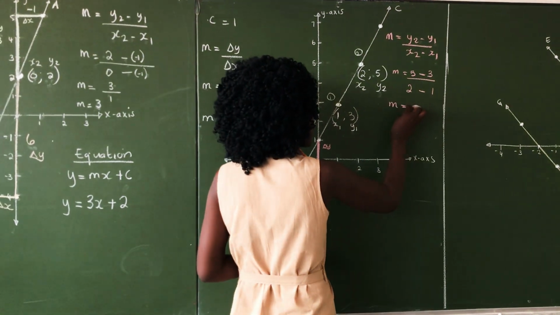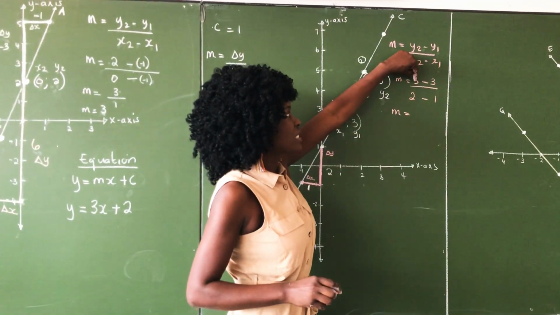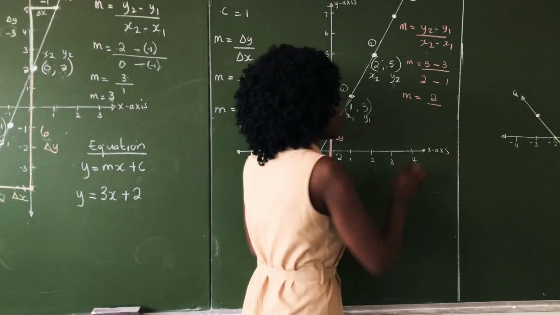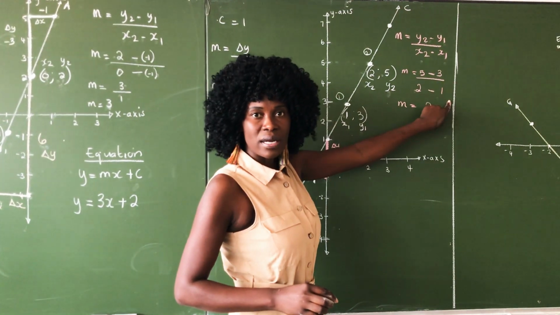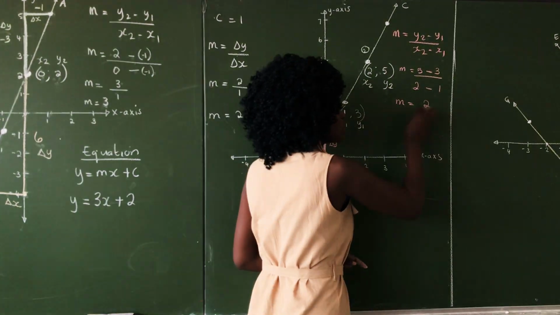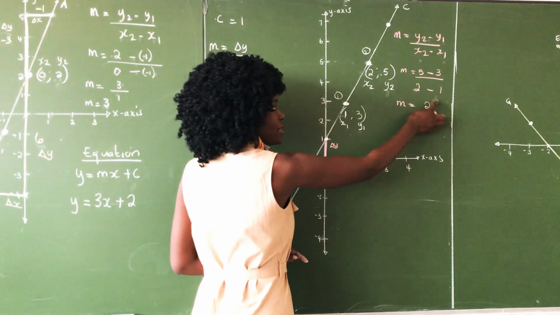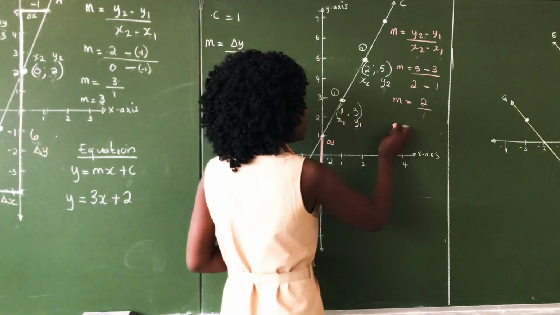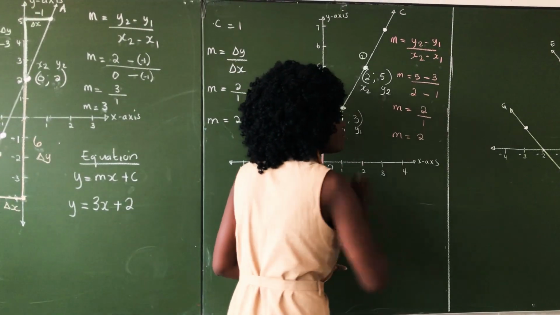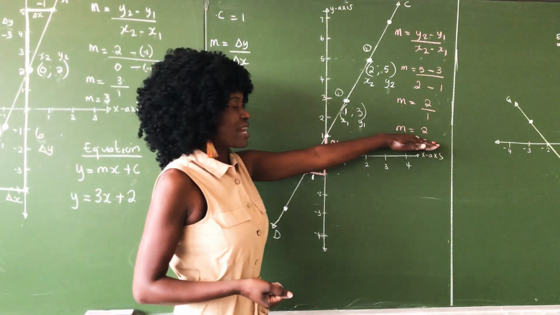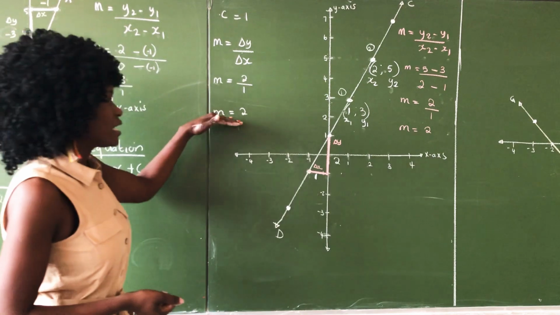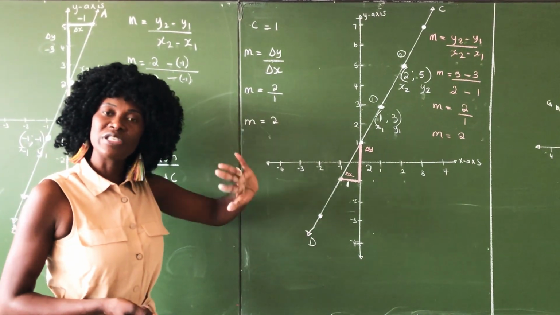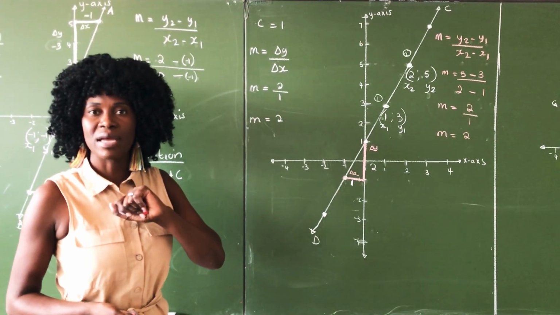Further on with our calculations, we now have to calculate 5 minus 3, which gives us 2. And 2 minus 1 gives us positive 1. So at this step we have 2 divided by 1, which is positive 2. So the gradient that I have here is positive 2. The gradient that I got in the other formula is also positive 2. So regardless of which method you use, the gradient remains the same.